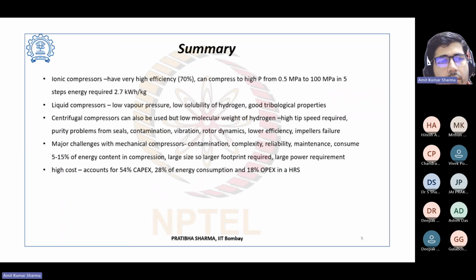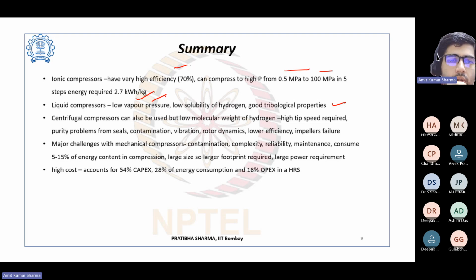So in summary, ionic compressors have very high efficiency, up to 70%. They can compress to a high pressure, from 0.5 bar to 100 bar, in 5 steps. Energy required is 2.7 kilowatt hour per kg. Ionic liquids have low vapor pressure, low solubility of hydrogen, and good tribological properties.